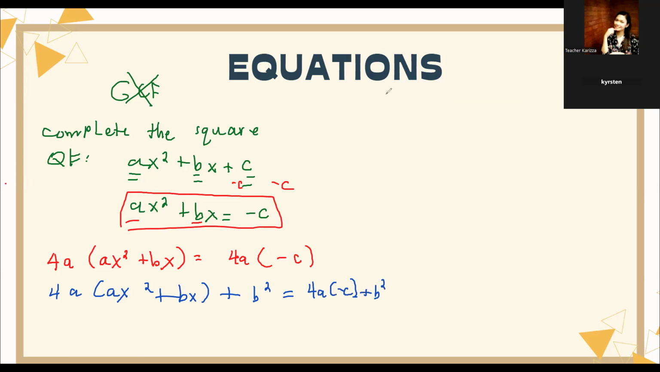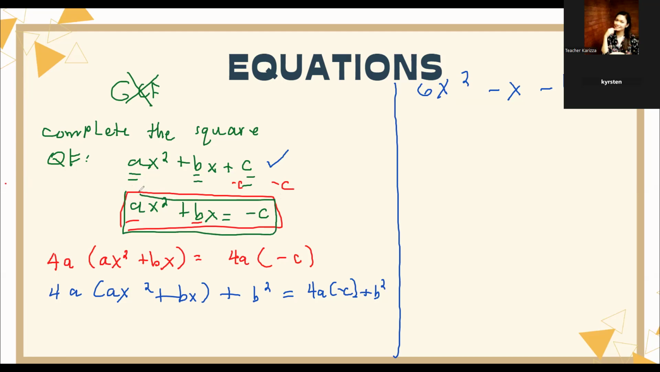So let's try that with our example problem. So let's say we have 6x squared minus x minus 12 is equal to 0. This one is already in the quadratic format, so we just have to rewrite it to this format over here. Okay? So, tapatan na natin siya. So, we have 6x squared minus x is equal to 12. Tama? Positive 12? Opo.